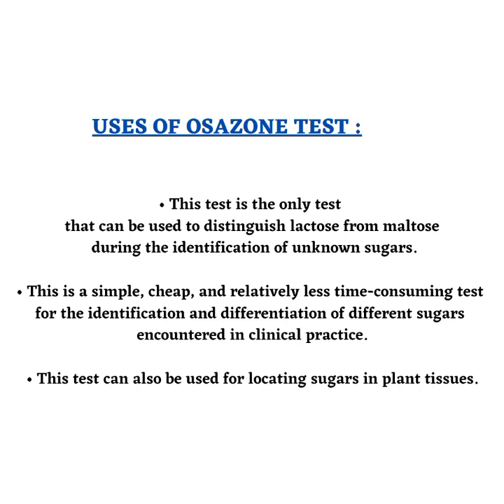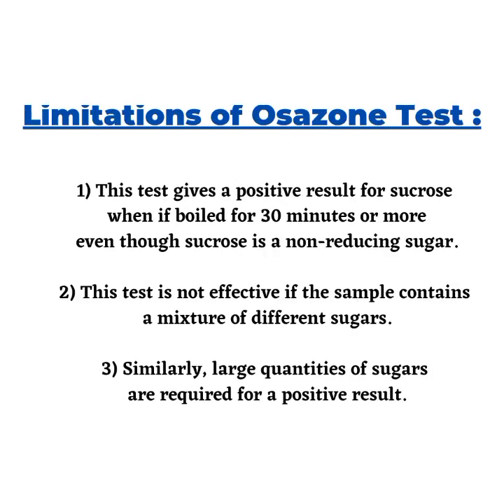Uses of the Osazone test. This test is the only test that can be used to distinguish lactose from maltose during the identification of unknown sugars. This is a simple, cheap, and relatively less time-consuming test for the identification and differentiation of different sugars encountered in clinical practice. This test can also be used for locating sugars in plant tissues.